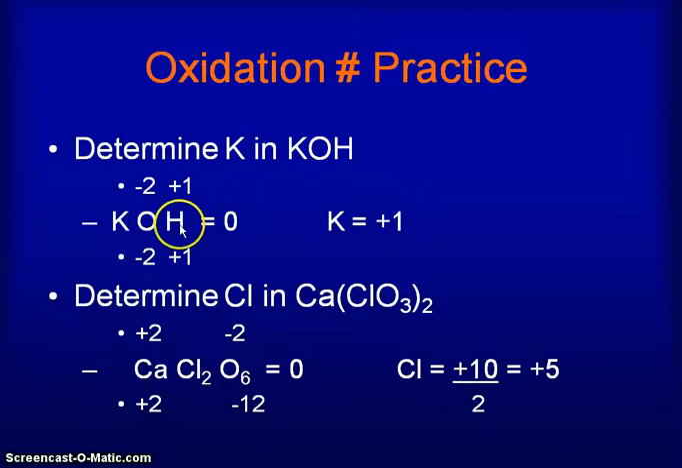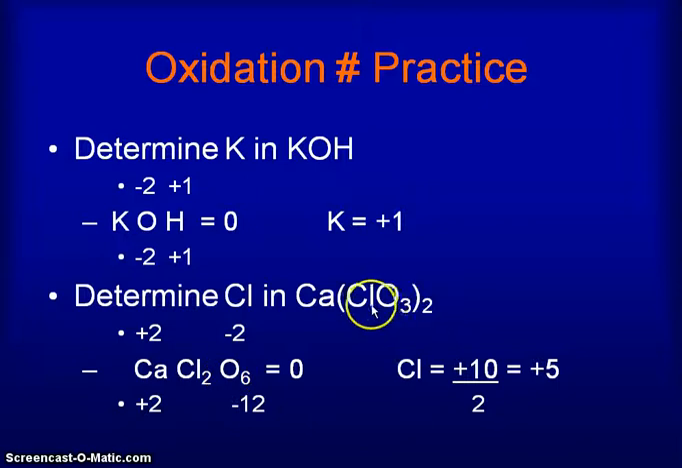And there are only one of each of these. So total, I'm getting -2 from oxygen and +1 from hydrogen. Now, in order to get back to 0, that means that this potassium must be a +1 oxidation number. Now, down here, this one's a little bit more complicated. We've got a few more elements. We're trying to determine chlorine in Ca(ClO3)2. So, if we're trying to find chlorine, that means that we must have a rule about calcium and oxygen.